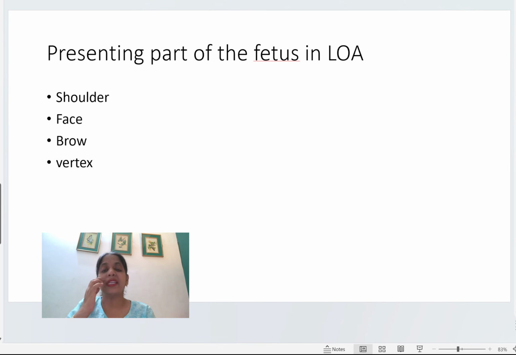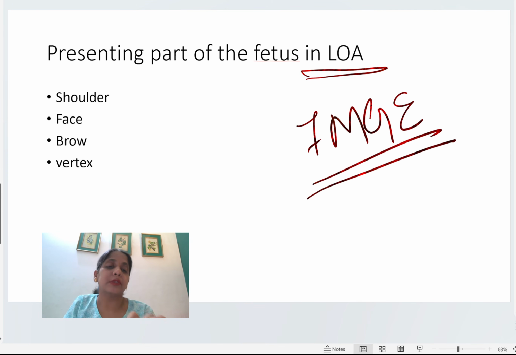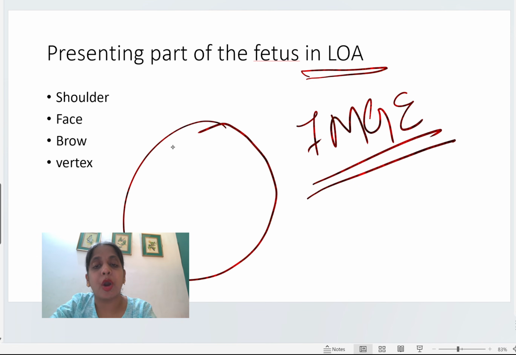Presenting part of the fetus in left occiput anterior. This is an FMG question. All those who say pelvis does not come in FMG, see, it is coming. Presenting part of the fetus in LOA. LOA is left occiput anterior. So if this is the pelvis, we mention the occiput like this.